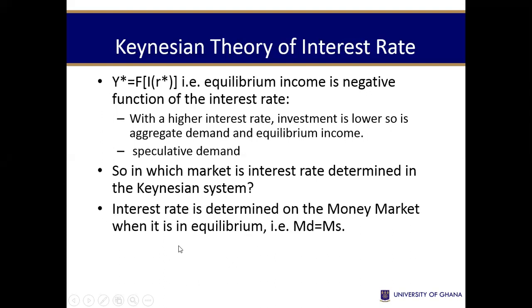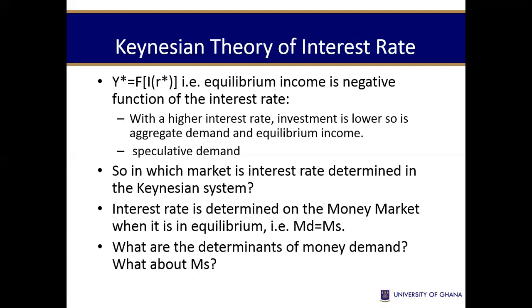Okay. So as I said earlier, the equilibrium interest rate is determined in the money market. And in economics, by now you should know that whatever market we talk about, we have the demand side and then we have the supply side. So when they come together, when they are in equilibrium, when money demand is equal to money supply, that is where our equilibrium interest rate is gotten.